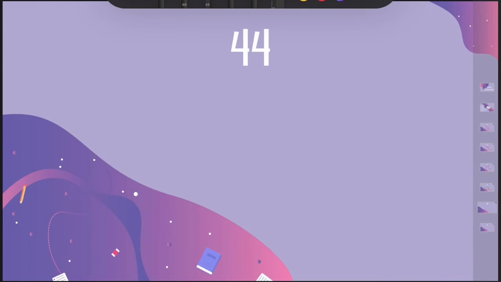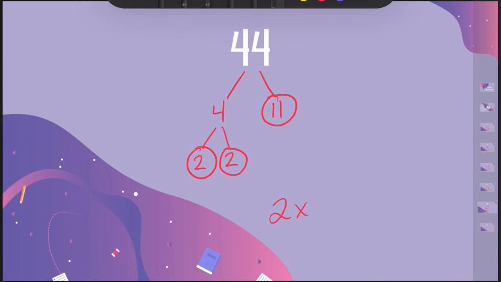All right, let's look at 44. If I were to look at a multiplication chart, I could see that 4 times 11 is 44, right? 11 is a prime number, so I'm going to circle it so I stop there. But 4 is not prime. 4 is equal to 2 times 2. 2 is a prime number. So now I've got all prime numbers, so my prime factorization would be equal to 2 times 2 times 11.